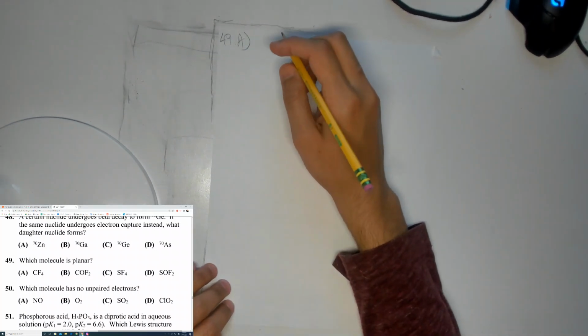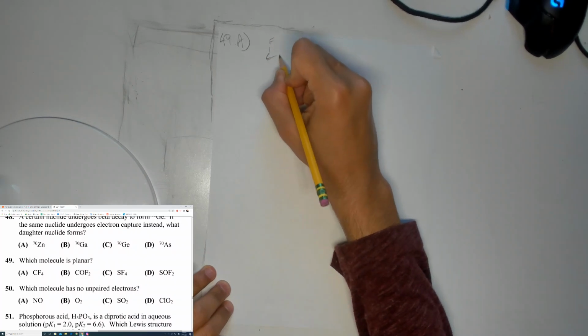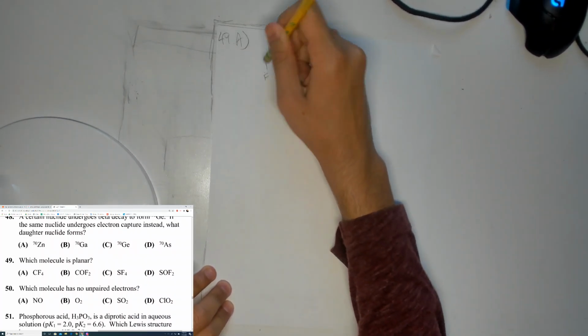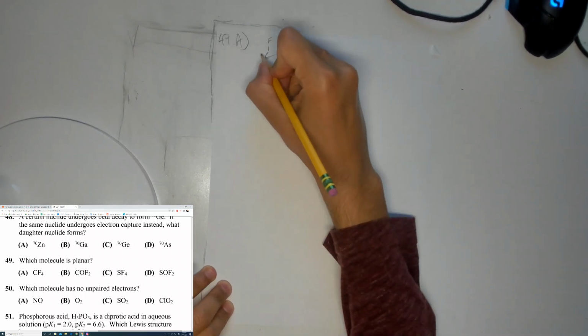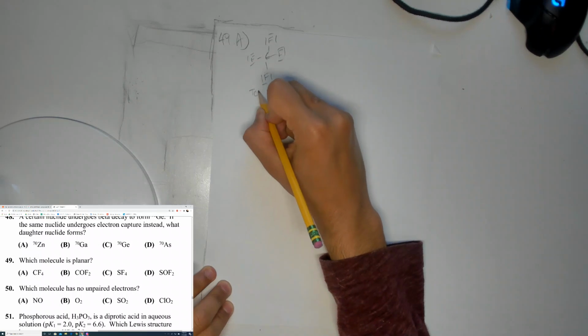So let's begin. 49 starts off easy, and it says, which molecule is planar? The key is just VSEPR: you draw out the Lewis structures, and that will give you the geometry. So if you draw out CF4, you can see it's tetrahedral.